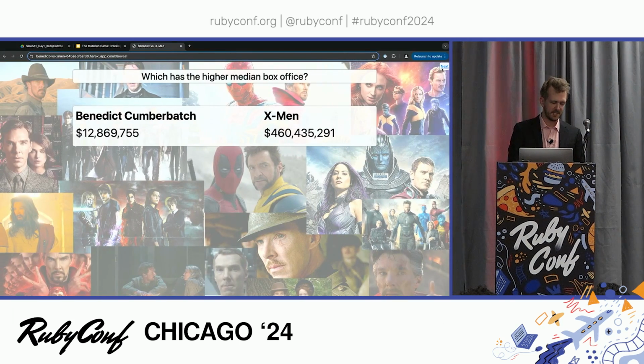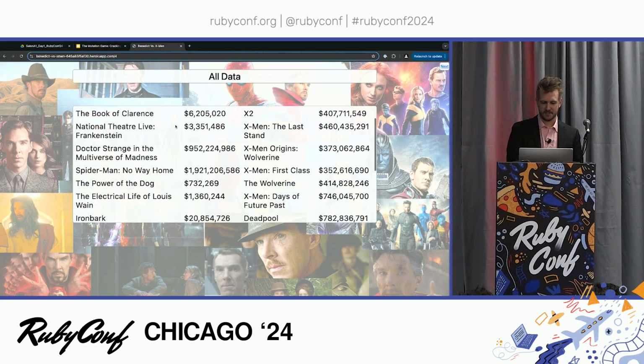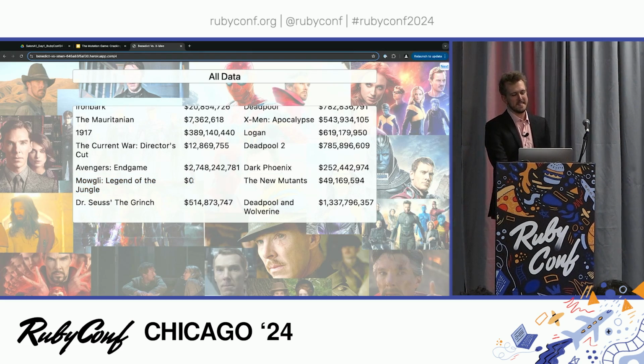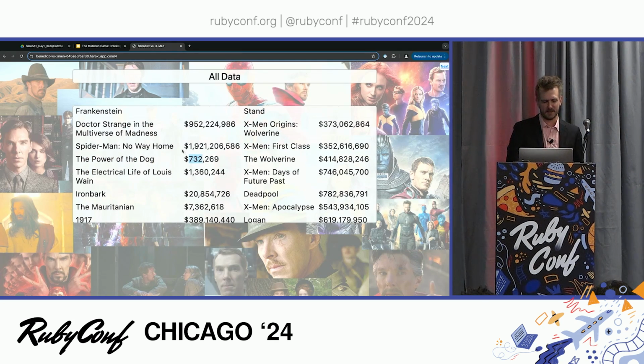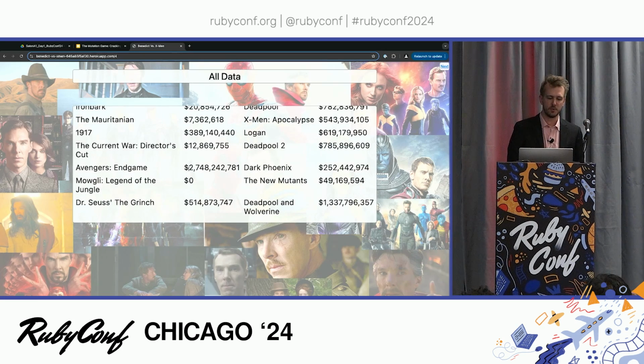All right, let's take a look at the actual data so that you can see that I was maybe being a little facetious or tricky with you. This Mowgli: Legend of the Jungle for Benedict Cumberbatch was on Netflix, and so it had 0 box office. Similarly, The Power of the Dog, I think it must have gotten a limited release, so $700,000 of box office there. But of course, the big ones: Doctor Strange, nearly $1 billion, Spider-Man 3, nearly $2 billion, and then Avengers Endgame, $2.7 billion. Dr. Seuss' The Grinch came out pretty high as well, and 1917, also good ones.